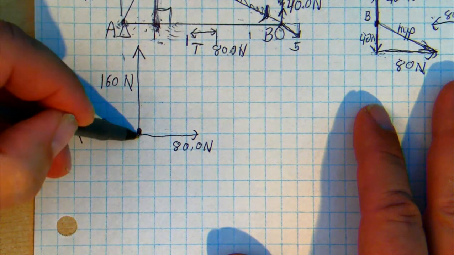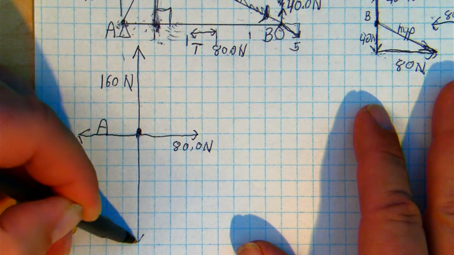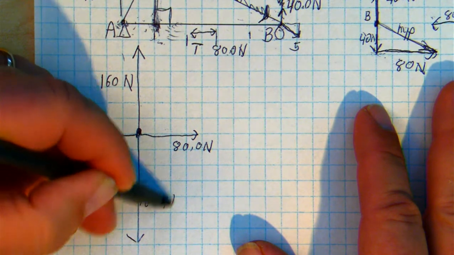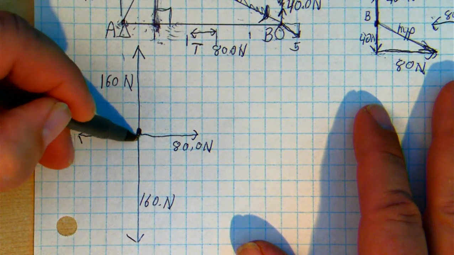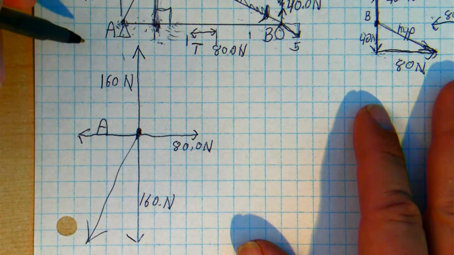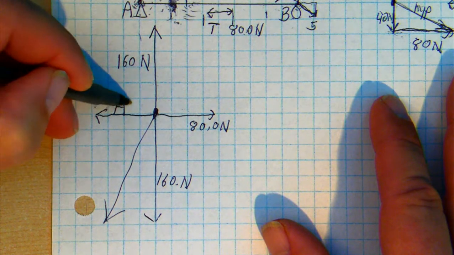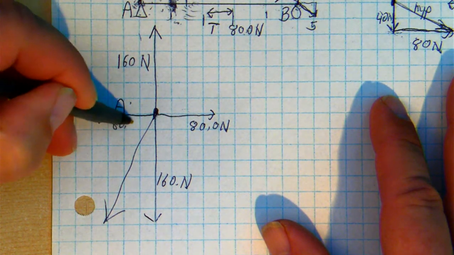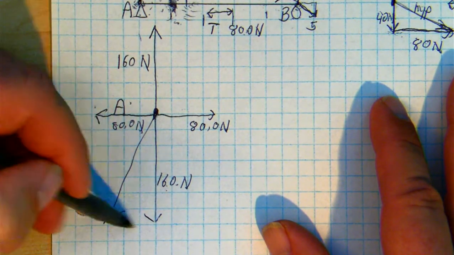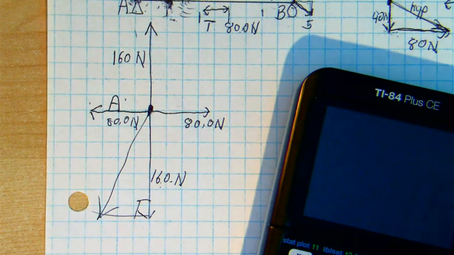with the side effect that it's going to be pushing down with 160 newtons of force. So C is actually going along this diagonal. Here's its horizontal component, 80 newtons. Here's its vertical component, 160 newtons. They form two legs of the right triangle.